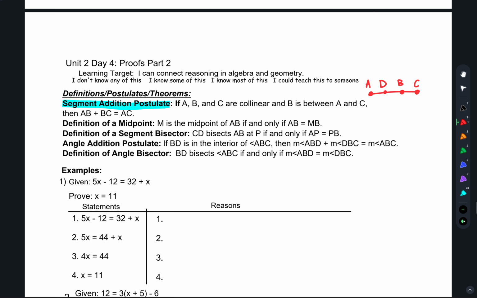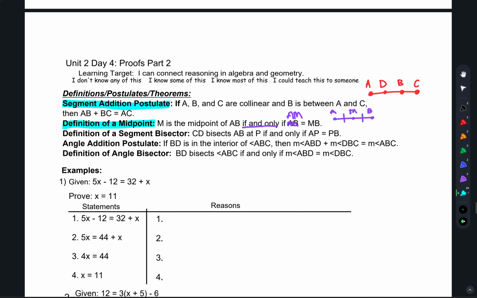We have a couple definitions. We've seen these words before, but in a proof, we use this kind of formal way to say the definition of a midpoint. Literally says, here's our biconditional that we learned earlier. It says M is the midpoint of AB if and only if AB equals MB. Actually, I think this is supposed to say AM. So if I have a segment, AB, M is the midpoint if and only if these 2 pieces are congruent. Or vice versa, if those 2 pieces are congruent, then we know M is the midpoint.